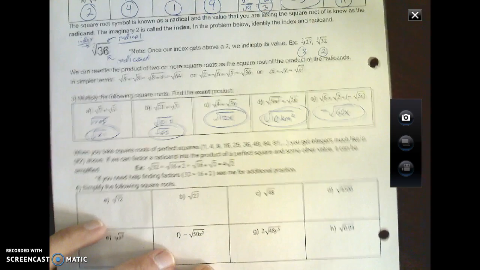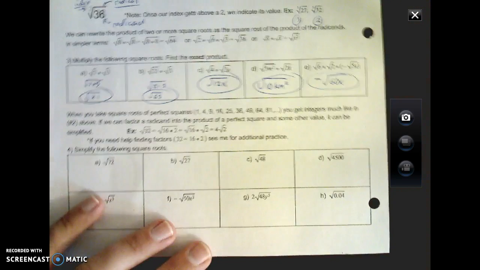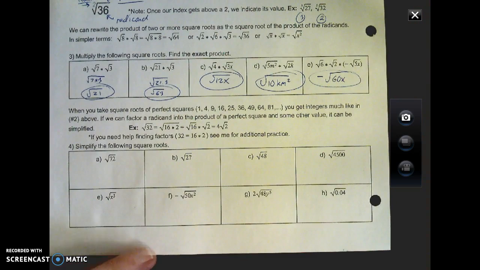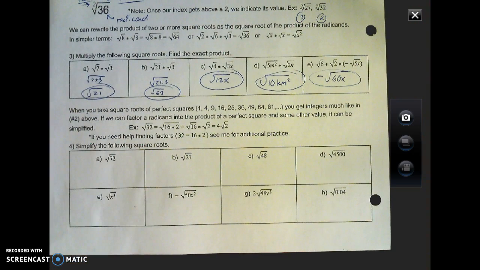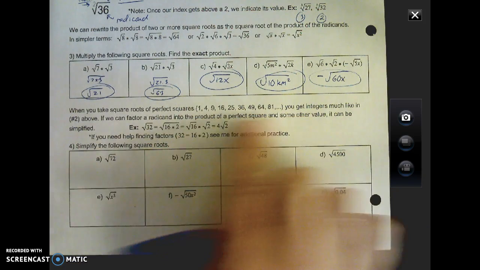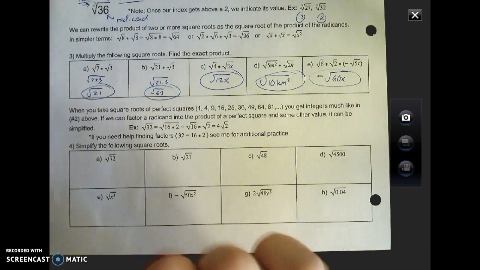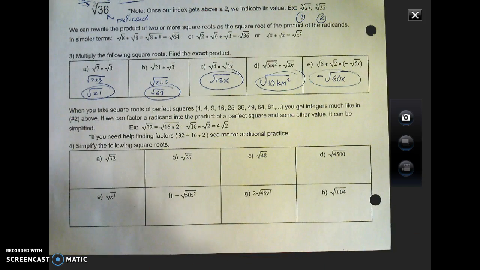Cool. Just simple multiplication. Now we're going to take it up one step, and this is where we're going to spend a lot of time focusing on making sure we get to practice with it. When you take square roots of perfect squares, 1, 4, 9, 16, 25, 36, 49, which you're going to get very comfortable with, I'm going to show you guys in a little bit how to get that on the calculator as well. You get integers much like in number 2 above.